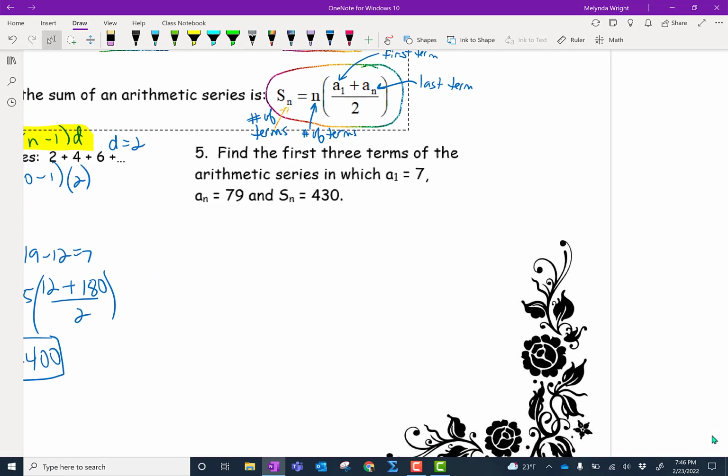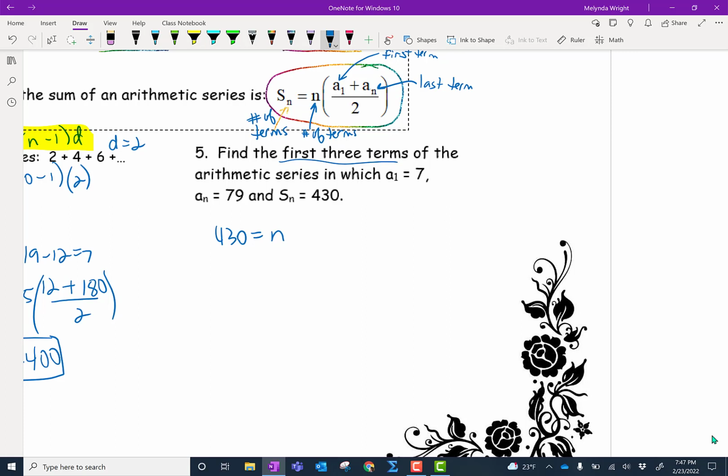Let's see, the first 3 terms of the arithmetic series in which a sub 1 is 7. And they give us the sum. Well, that's strange. Okay, so they give us the sum. Let's try to use this sum formula. So the sum is 430, 430 equals, we don't know n, right? We don't know how many terms there are. And they want us to find the first 3. So we just need to solve for n so we can tell how many there are, so we know what our first 3 terms are going to be.